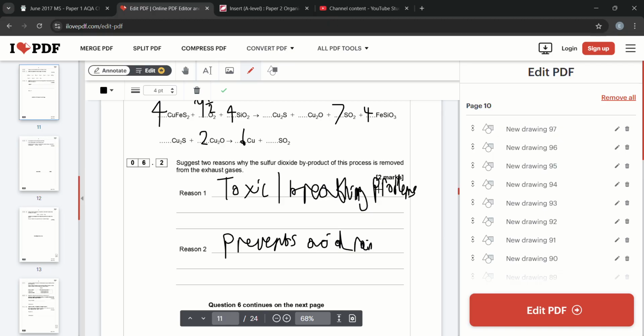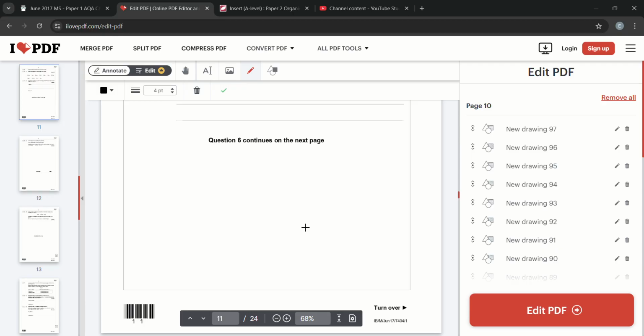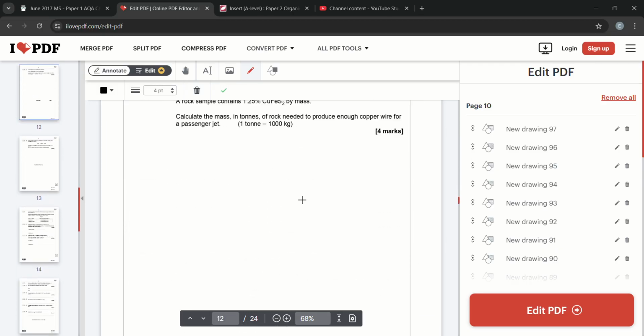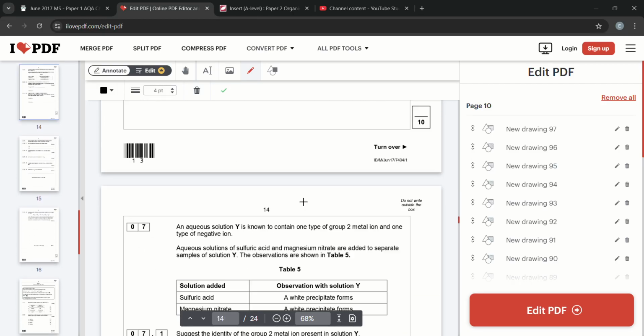Toxic, causes breathing problems, and then prevents acid rain. And acid rain damages buildings and ecology. 6.3, 6.4, that's it.